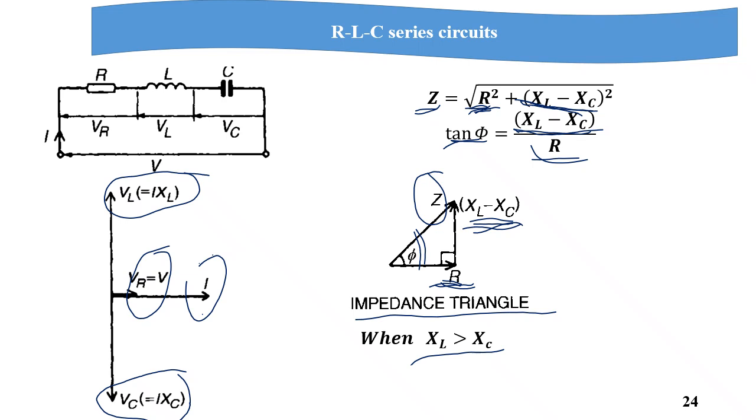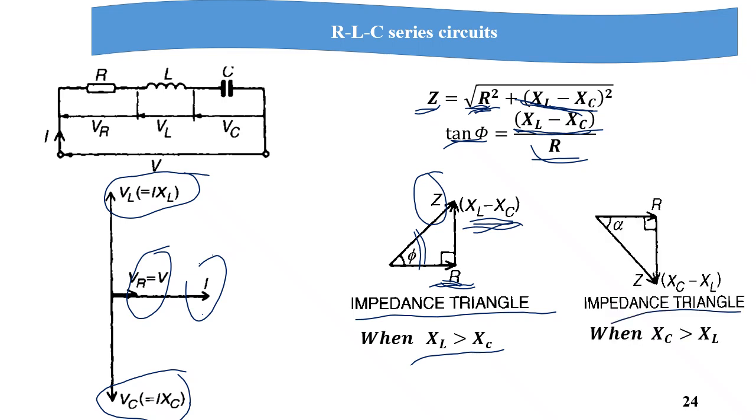If we have XC bigger than XL, then the triangle will be in the negative imaginary part. XC is bigger than XL, and the real part is R, and the impedance will be the opposite or mirror of the first impedance diagram, and this is the angle alpha.